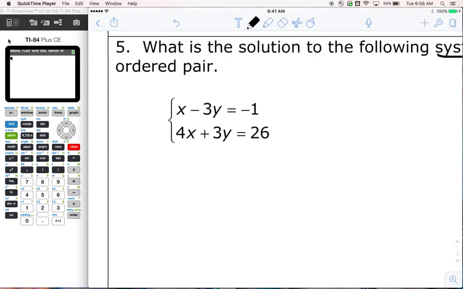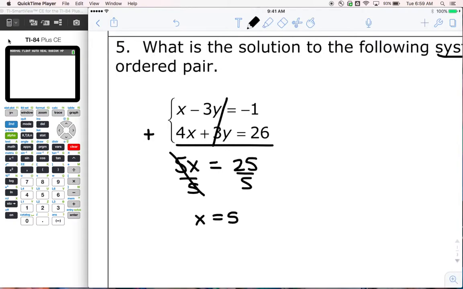All right, so I'm going to go ahead and add these equations together, and I've got 5x. Negative 3 plus 3 is 0, so those cancel, right? Those eliminate, which is what I wanted. And this is equal to negative 1 plus 26, which is 25. All right, so to find x, all I got to do is get rid of this 5. I'm going to divide it out, and I've got x is equal to 5.